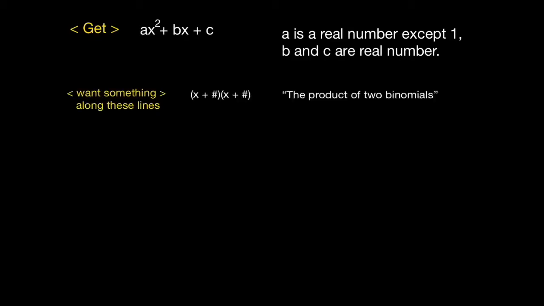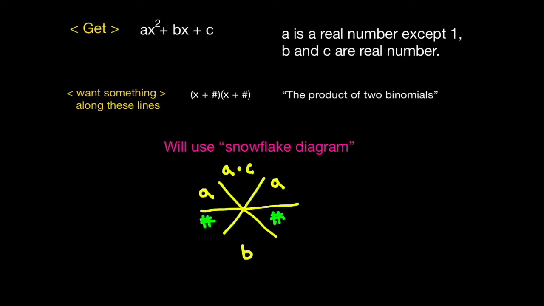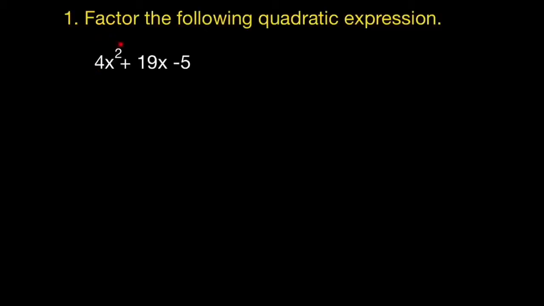Now the objective is going to be to rewrite this trinomial as the product of two binomials, something along these lines. And to do so, I will be making use of a snowflake diagram. I think it will be best if I explain how to use the diagram as we do an example. So let's check out example number 1. Here we have 4x squared plus 19x minus 5.